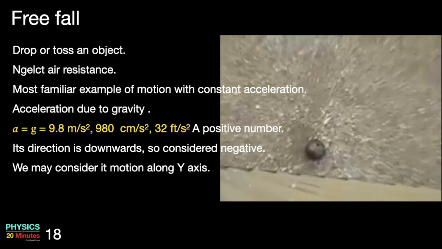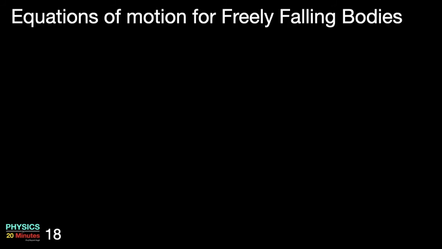Since the free fall motion is along the vertical axis, we may always assume it to be along the y-axis. Therefore, we can modify the kinematical equations for the free fall situation. So instead of writing v is equal to v0 plus at, a can be replaced by minus g. The acceleration due to gravity is represented by g. Since it is downward, it is considered negative. So v is equal to v0 minus gt.